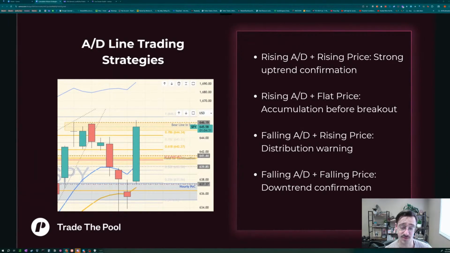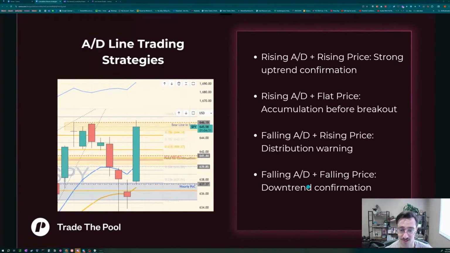And on the flip side of that, if we were to see a falling AD combined with a rising price, that could be a sign of distribution. So let's see if we got an example of any of these bearish ones on the move up here. So we had price going up, and we had sideways trading there. So I guess no major divergences there.